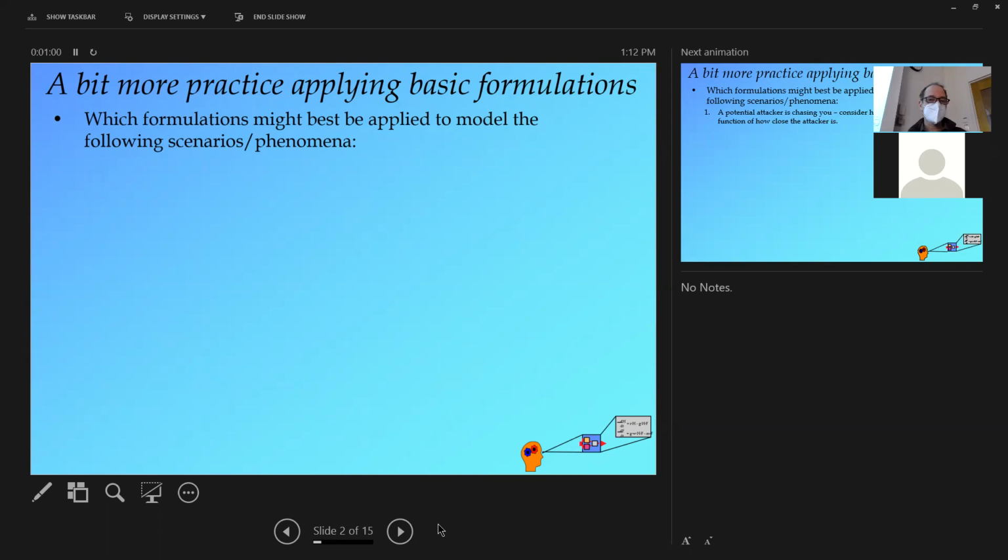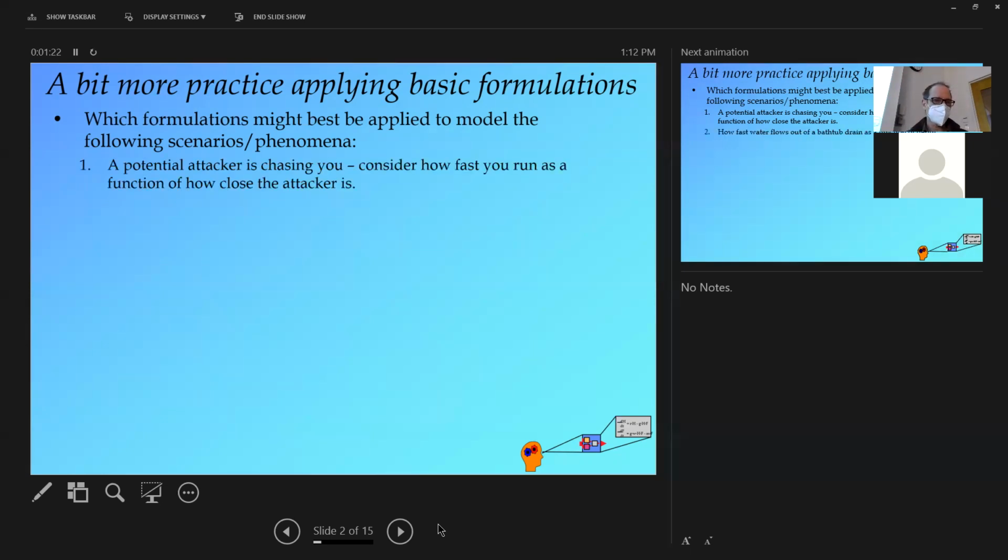I want to ask you, which of the basic formulations that we've used would be most appropriate for these particular scenarios? And why would you use those? How do they make sense out of this? So this is a bit of priming to begin thinking about deriving coefficients. That's why I want to do this, doing curve fitting.